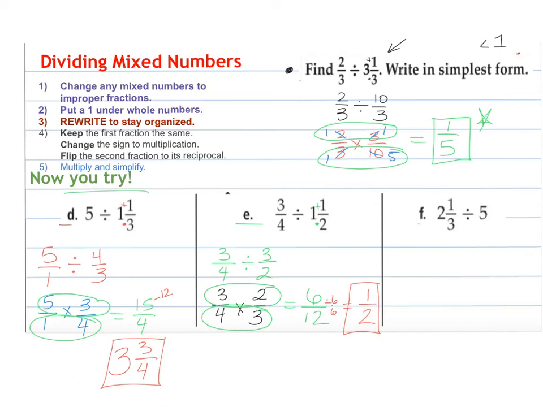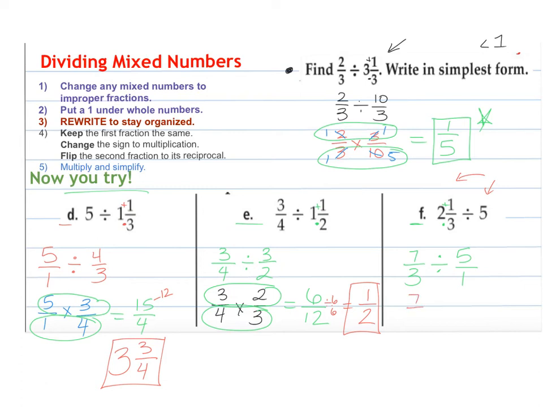Last one here, F. 2 1/3 divided by 5. So I have a mixed number that I need to change to an improper fraction. 2 1/3 is the same as 7/3. 5 is the same as 5/1. Well, I know that dividing by 5 is the same as what's 1/5 of a number. And I also notice that 5 is greater than 2 1/3. So I know my answer should be maybe close to 1/2.